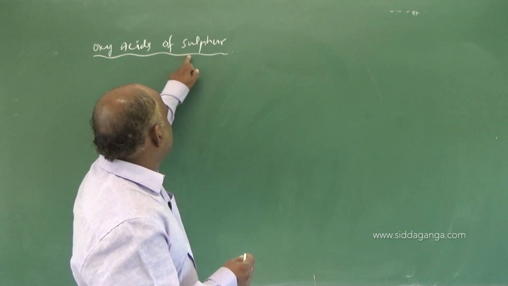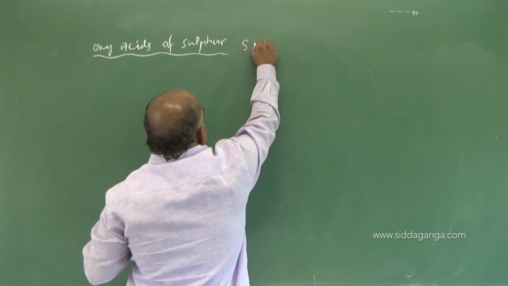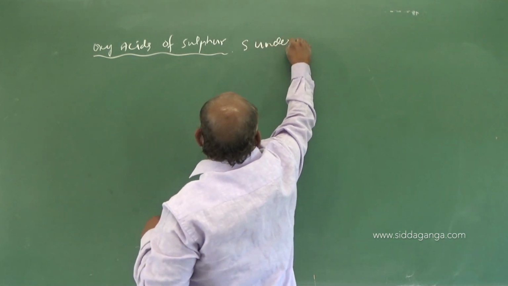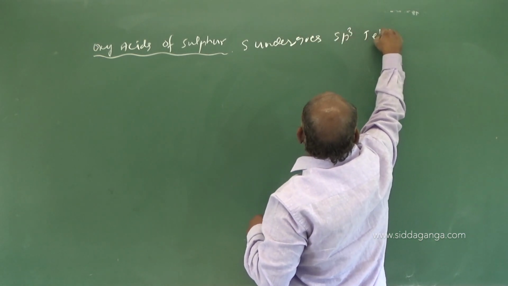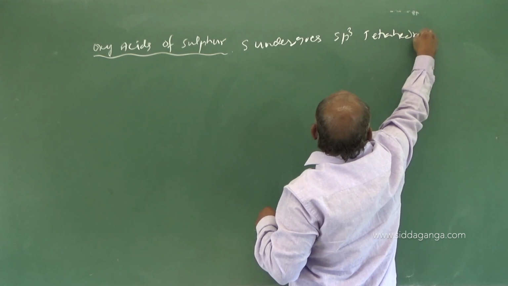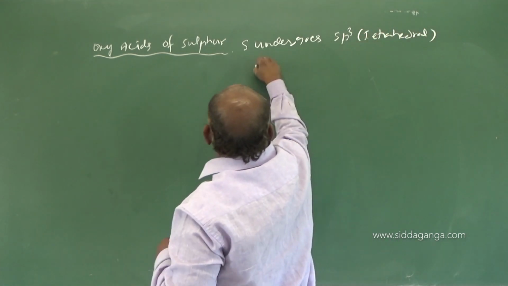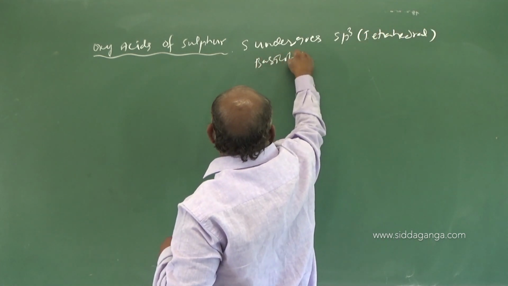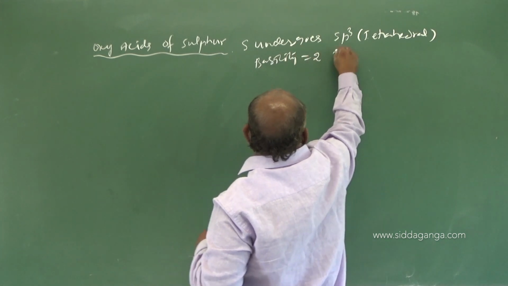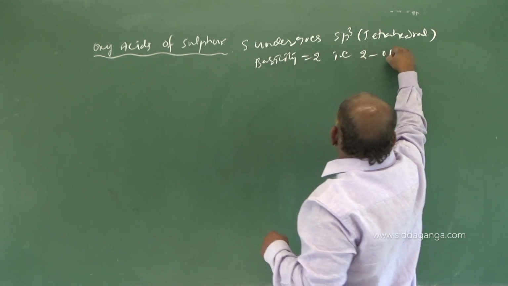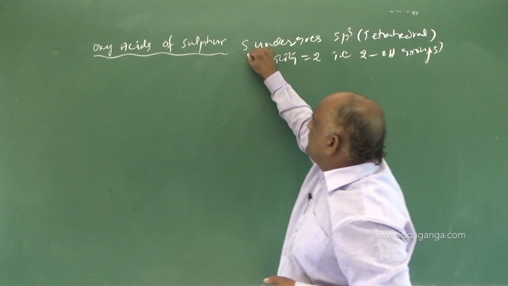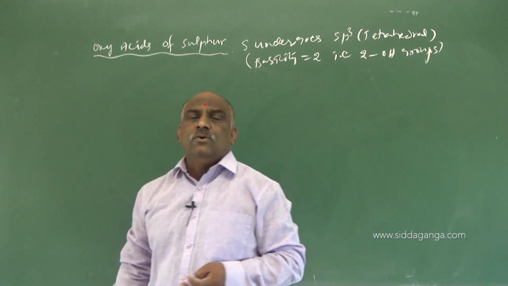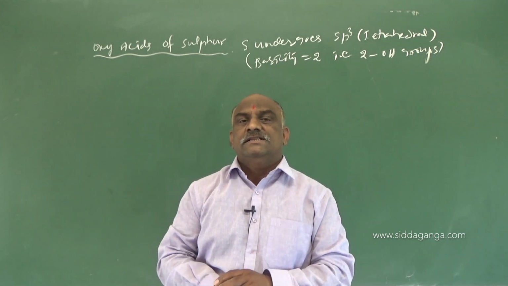So, in oxyacids of sulfur, S undergoes sp3, that is tetrahedral, and basicity 2, that is 2 OH groups. Basicity 2, that is 2 OH groups take place in the structure.